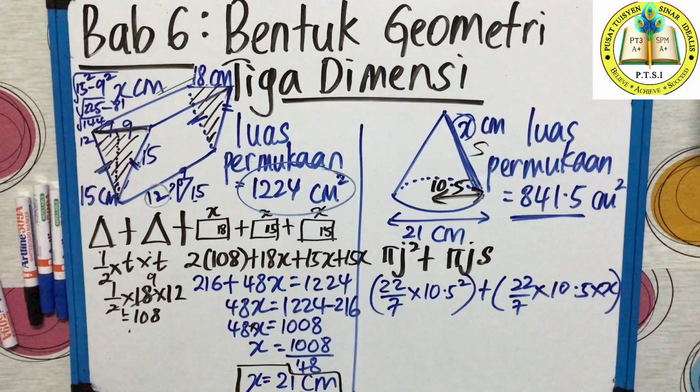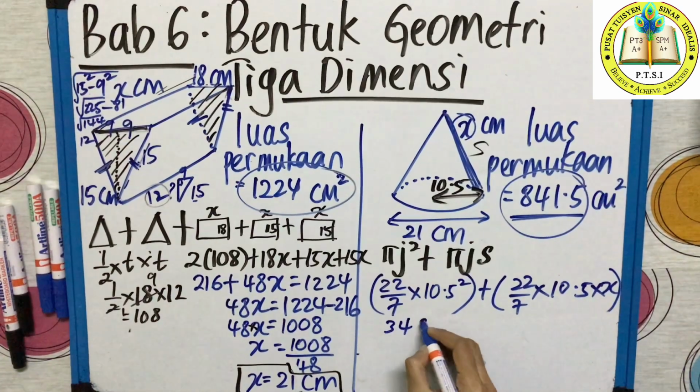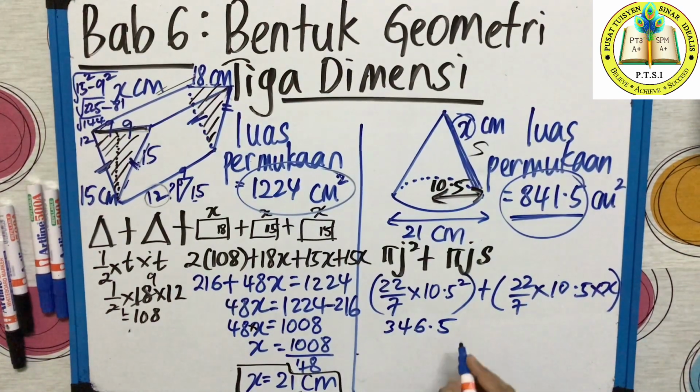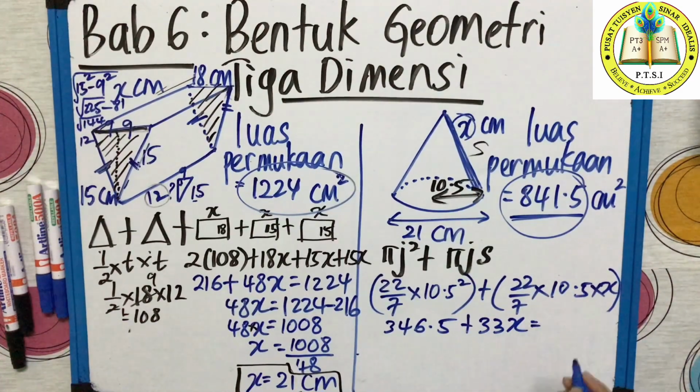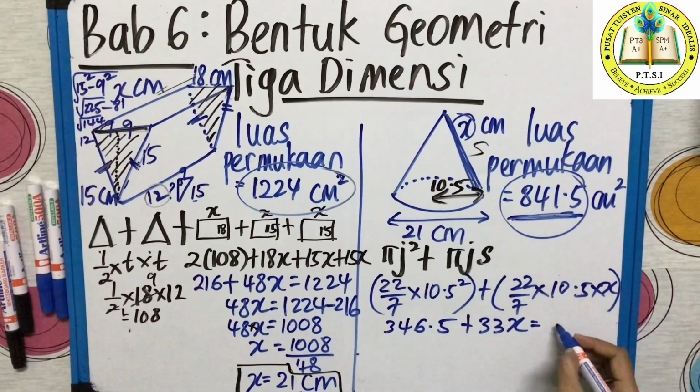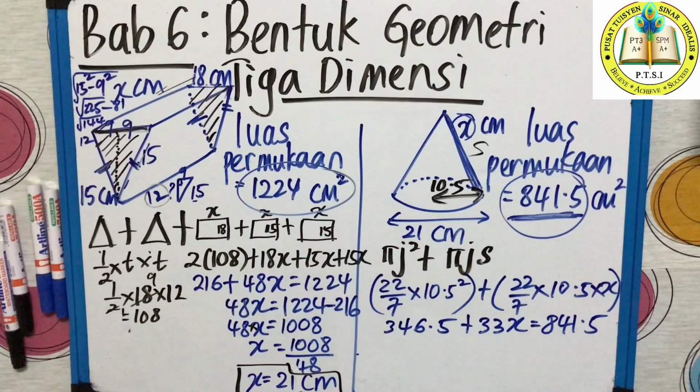Okay, now we solve it. 22/7 times 10.5 square. Berapa kamu dapat? You get in a point form, or you can put it in a fraction also can, no problem. You get 346.5 plus pi js, right? So 22/7 times 10.5, you get 33. 33 times by x is 33x. And luas permukaan sudah pun diberi, 841.5. Now you can solve this equation.